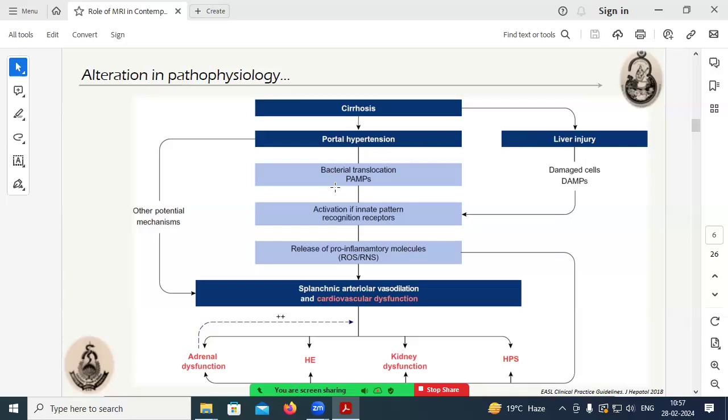Research showed that after portal hypertension develops and the liver cell injury develops, we have certain proteins, the damage associated and the bacterial translocation associated proteins, that are secreted in the body, in the serum. And these led to release of pro-inflammatory molecules, that is the reactive nitrogen and oxygen species. And these species led to an overall systemic arteriolar dilatation, capillary dilatation, and cardiovascular dysfunction. So initially, we used to think that the thing stops over here only, but there's a long chain of events which ends up causing the clinical disease.